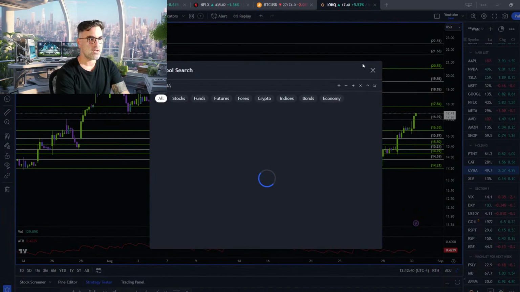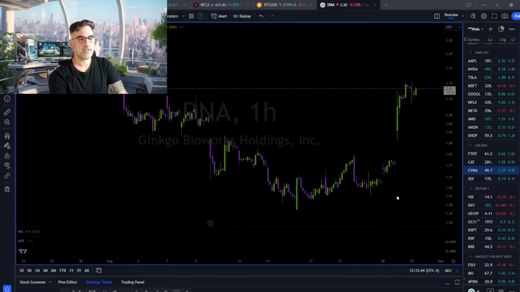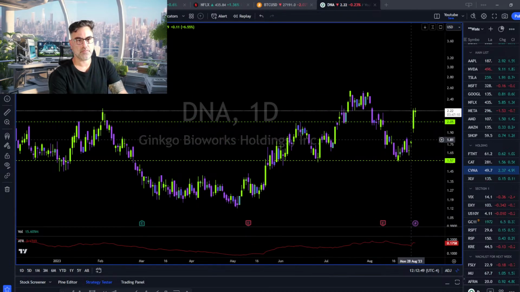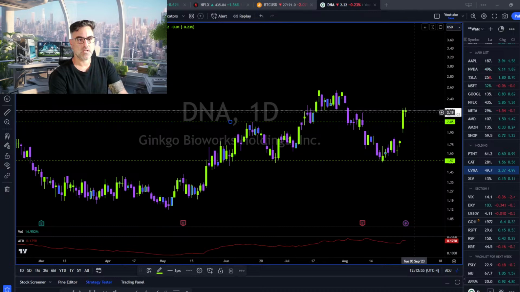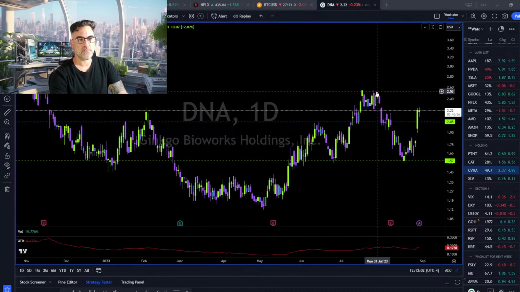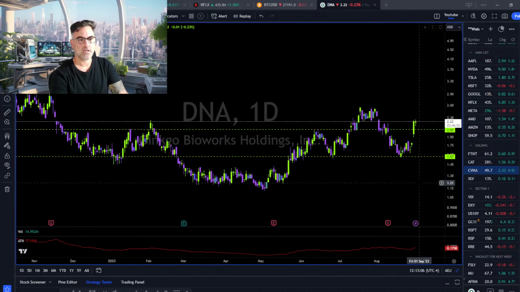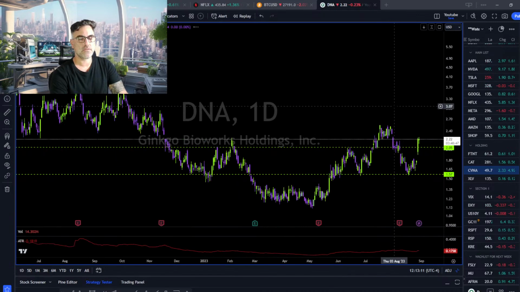DNA. On the daily, nice gap. Yesterday broke above the 205. Now the 205 will become support. Let's see continuation above yesterday's highs. Above it, we are heading towards 252. I don't like this kind of stocks. Usually I don't trade stocks below $10.